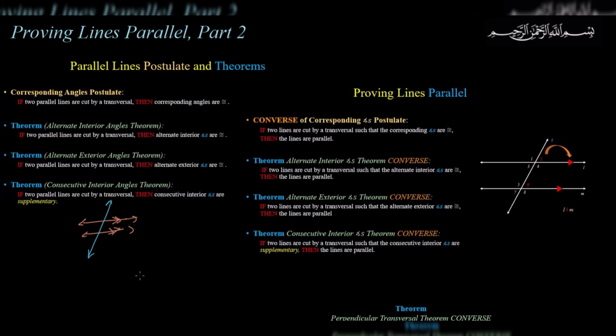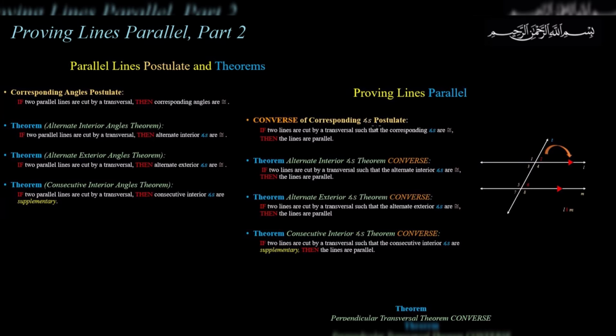So in this scenario, we were given that the lines were parallel, and we made certain conclusions about the angles. And then last time we talked about the postulate and theorems that were the converse of these. In this scenario, we were given some information about the angles, and we made certain conclusions about the lines. Specifically, we concluded that these were parallel lines. So these were all converses of the postulate and theorems that we had previously learned.